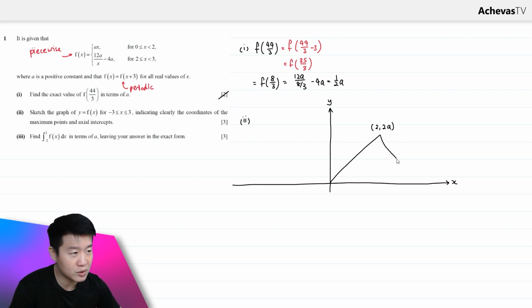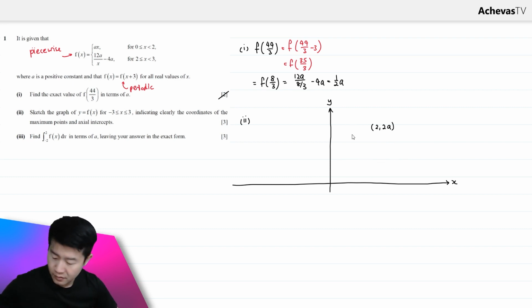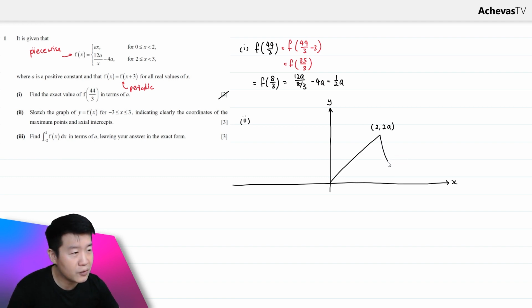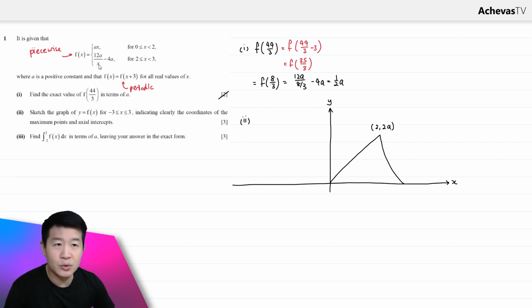Hang on, let me just do a sketch. Let me sketch it down from 2 to 3. Because when x is equal to 3, we have 12a over 3, which is 4a, minus 4a, so it will become 0. So we'll have a point here, 3, 0.